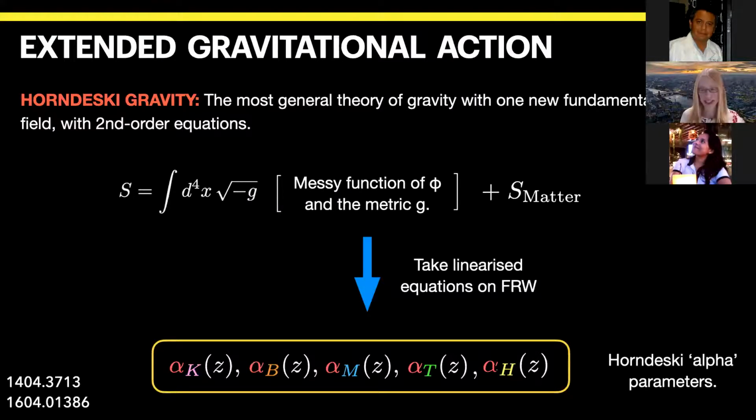But I need to point out to you that I'm being a bit sloppy when I call them parameters, because parameter makes you think of a constant. And as I've tried to indicate here, they are in fact functions of redshift. They're functions of time. And that makes them a little bit harder to constrain. So let's meet what these 5 alphas actually do.